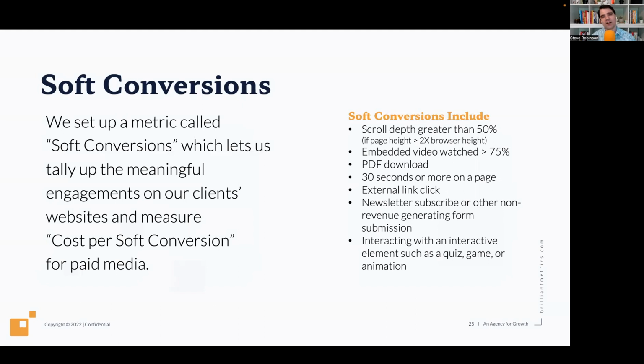So we'll set up a soft conversions metric, and anytime somebody takes one of these actions, we just pass a 1 to increment that number inside of Google Analytics 4. This allows us to unify some of our paid media efforts on cost per soft conversion. It allows us to pull this data out in meaningful ways inside of GA4 to see which traffic sources or pages are leading to the deepest engagement.